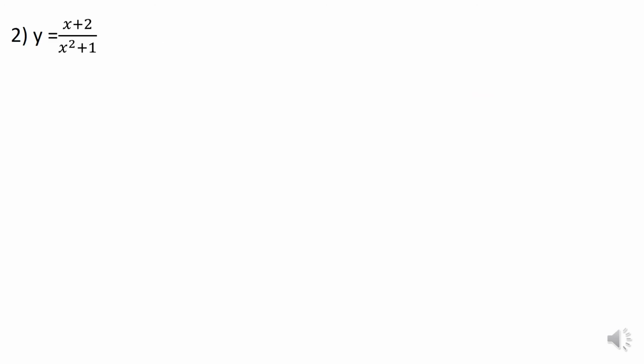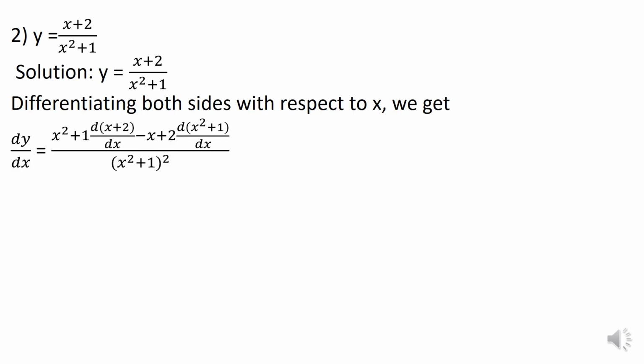In the next sum, it is y is equal to x plus 2 upon x square plus 1. You find that y is of the form u upon v. So while solving, we'll use the quotient rule for differentiation. That is, if y is equal to u upon v, then dy by dx is equal to v du by dx minus u dv by dx upon v square. So thus, upon finding dy by dx, we write the denominator into the differentiation of the numerator minus numerator into the differentiation of denominator, like I have written over here, upon the denominator the whole square.